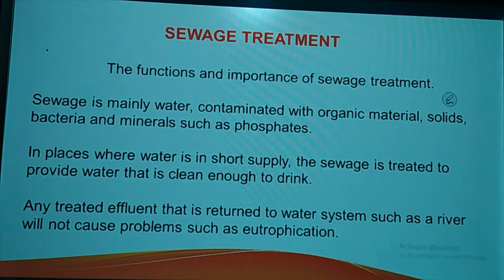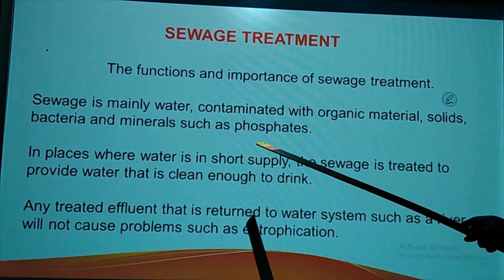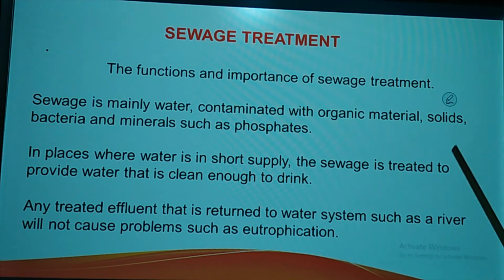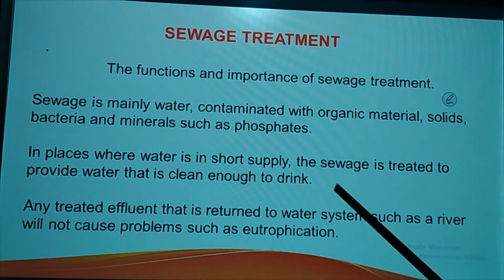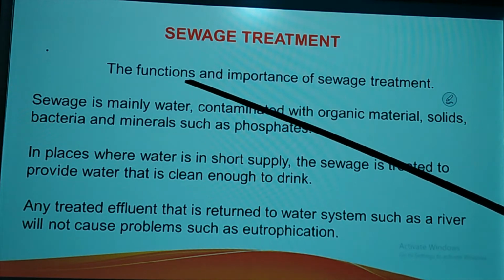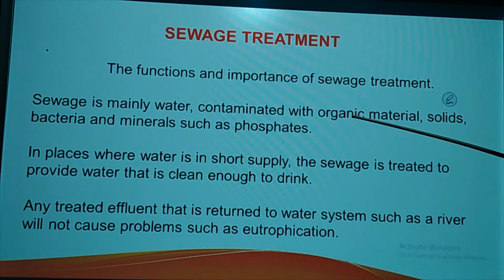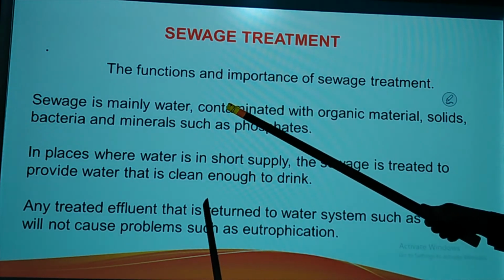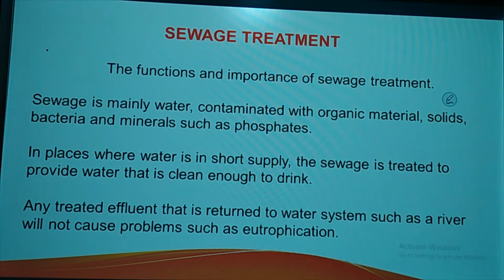Alright? So, in places where water is in short supply, the sewage is treated to provide water that is clean enough to drink. So, this water plus contaminated organic materials can be treated so we can have clean water again. Okay? However, when this sewage, that is water plus contaminated organic material, is treated, we have clean water to drink, okay? And the remains, the effluent, that's the remains that is returned to the water system, such as a river, will not cause problems because it's already treated.